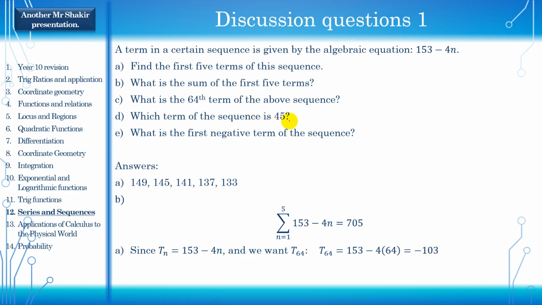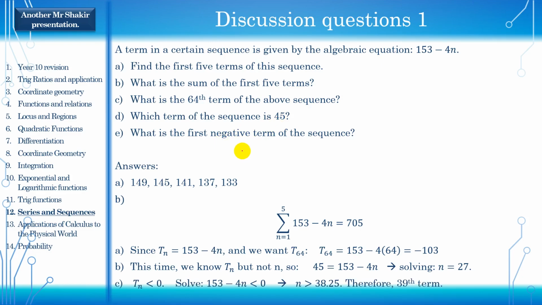And which term of the sequence is 45? Well, it's just algebra, really. We know that we want the answer of 45. Remember, this formula gives us a certain term, and we know the term this time. We know it's 45. So we sub it in and we need to solve for n. It's a really simple algebraic equation, nothing fancy about it. Solve that and you get n is equal to 27. So 45 is the 27th term.